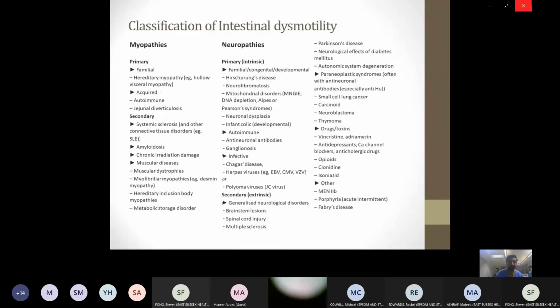Published guidelines on the management of severe intestinal dysmotility in adults in June 2020. And as per the guidelines, it has myopathy and neuropathies. This is a long list of classification. I will not go into the detail, but they have classified myopathies further into primary and secondary, and neuropathies into primary and secondary. You can have a look.